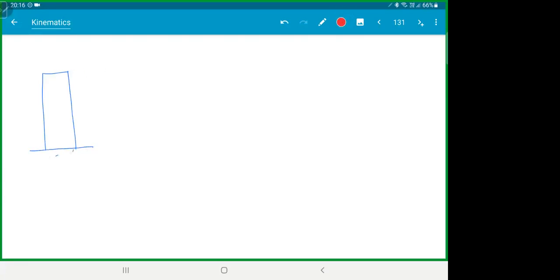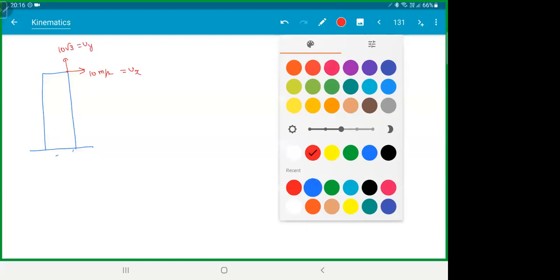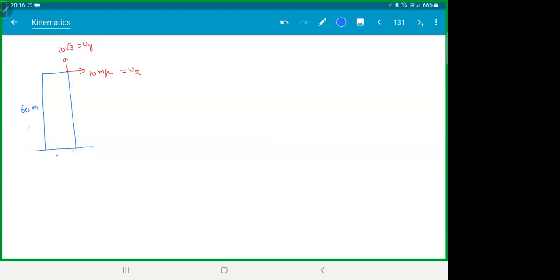So when you're throwing this, you're projecting 20 at 60 degrees. This is 10 meter per second, U cos 60, and this is 10√3 meters per second. This is Uy and this is Ux. Height of the building is 60 meters. So first find the time of flight.